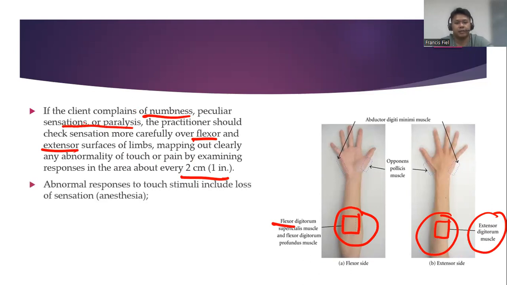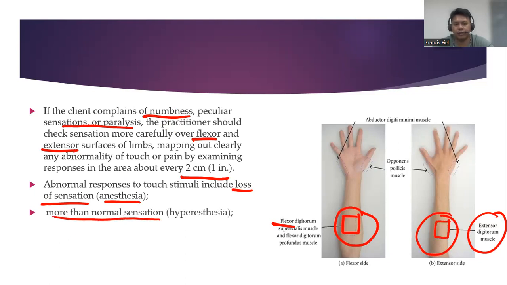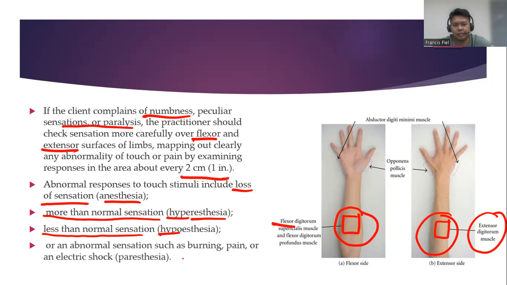Now, pag sinabing loss of sensation, ang tawag dyan is anesthesia. Pag sinabi naman more than normal, ibig sabihin hyperesthesia. Pag less than normal, hypoesthesia. Then, pag abnormal sensations such as burning, pain, or electric shock, ang tawag naman dyan is paresthesia. Alright? So, ano yung apat natin?